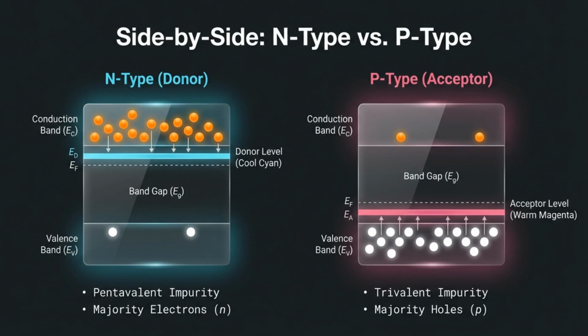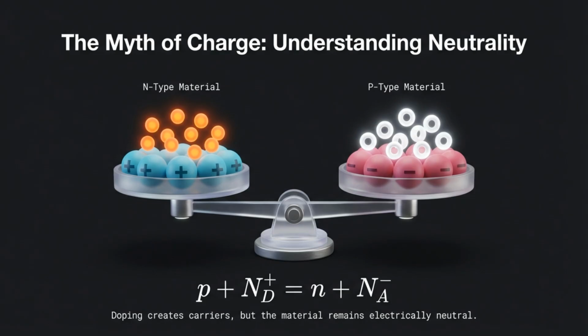Comparing N-type and P-type: N-type uses a pentavalent impurity, resulting in majority electrons. P-type uses a trivalent impurity, resulting in majority holes. Despite creating mobile charge carriers, doped materials remain electrically neutral. The overall balance of positive and negative charges is maintained.